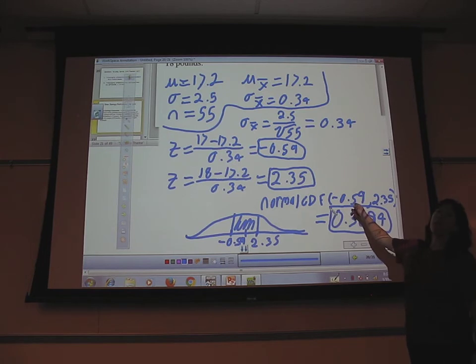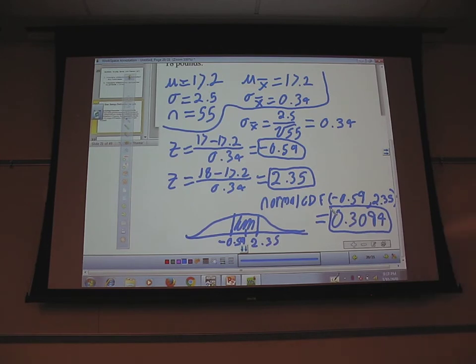You did 0.59, not negative. I think you forgot to put the negative in your calculator. You wrote it, but you didn't enter it. If you did positive, you wouldn't get the right answer. So I think that's wrong. It should be larger. It should be 0.713.